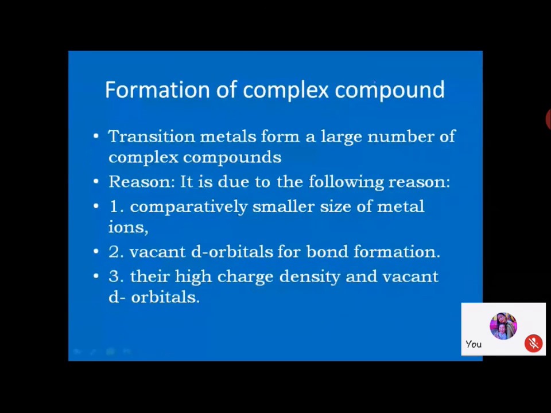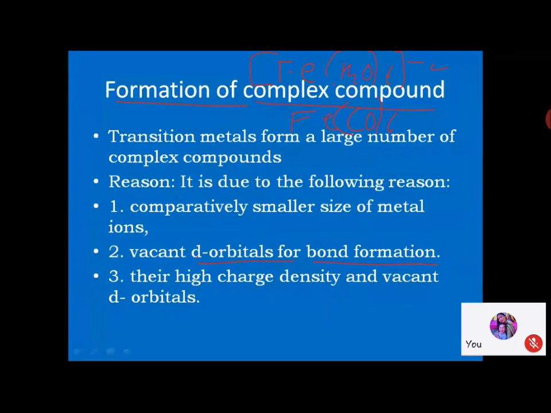Okay, sir. Now, usually transition elements form complex compounds. You will see later, for example Fe(H2O)6 2+, and the iron carbonyl complexes like Fe(CO)5. Transition elements form complex compounds. In the next chapter, you will be asked the reason. The reason is the comparatively small size of the metal ions, and the vacant d orbitals which are available for bond formation.